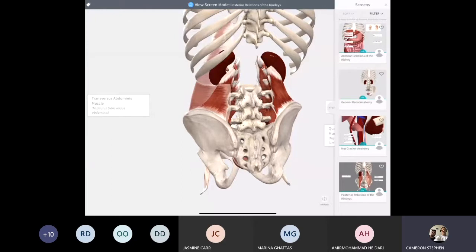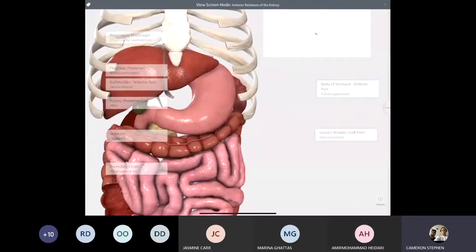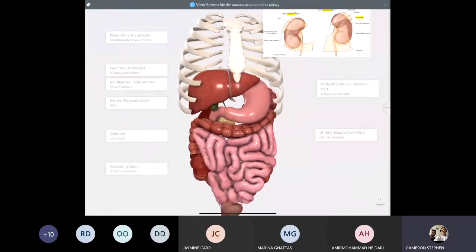Next, moving on to anterior relations of the kidney. So really looking at the digestive organs, and I've just included the photo that Amir had on the slides there, so you can see where they're overlapping. But I thought it was quite nice to show you that.